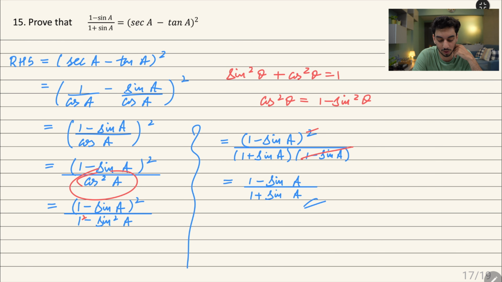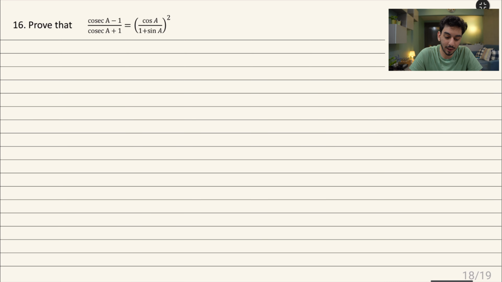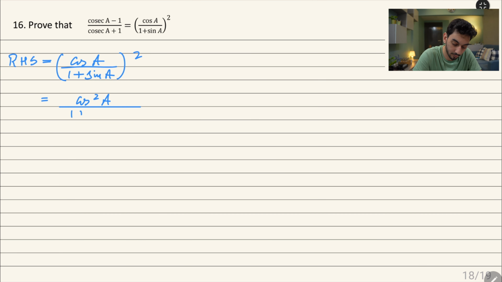Okay, next question. Now this one says, prove that cosec A minus 1 upon cosec A plus 1 is equal to cos A upon 1 plus sine A the whole square. I would start with my right hand side, which is cos A upon 1 plus sine A the whole square. Again, I would write it as cos square A upon 1 plus sine A the whole square.